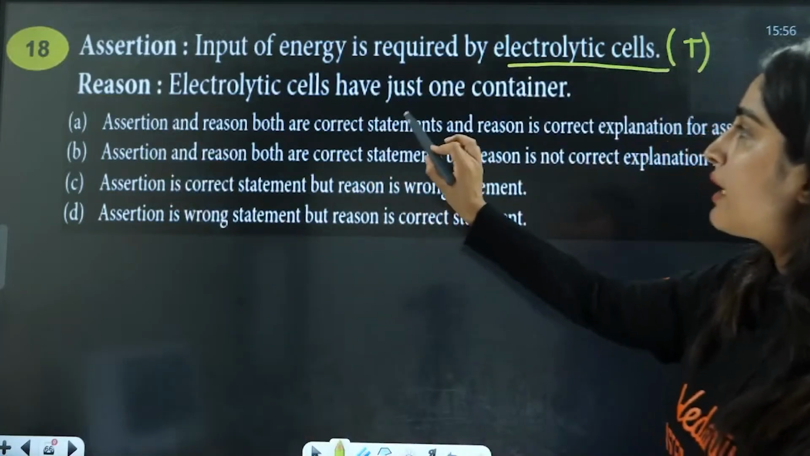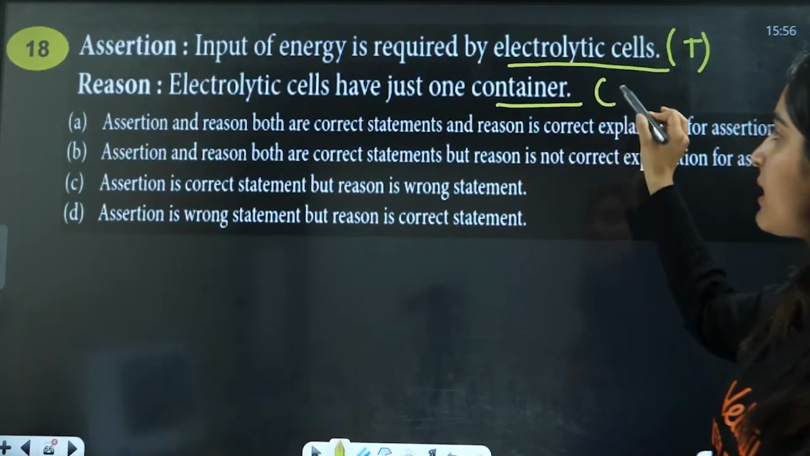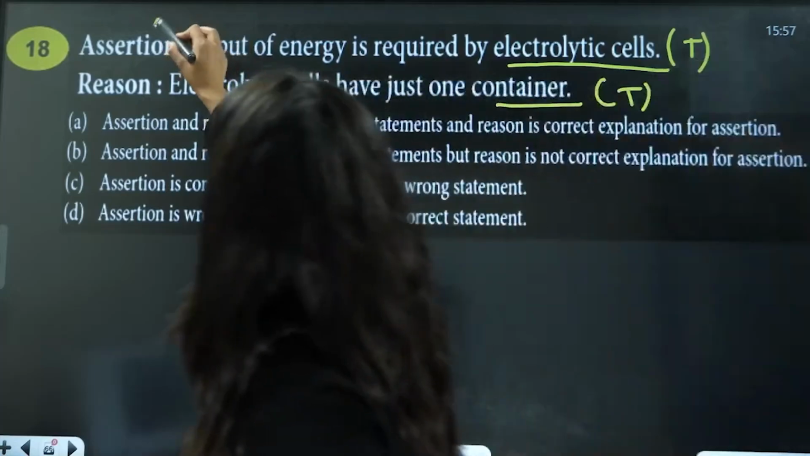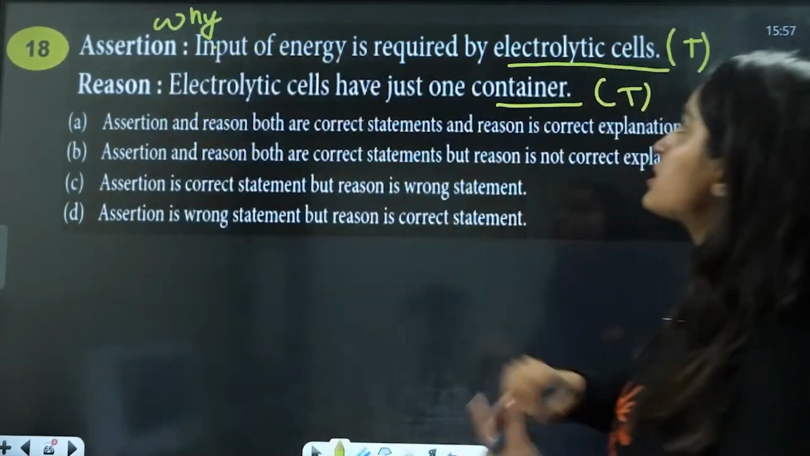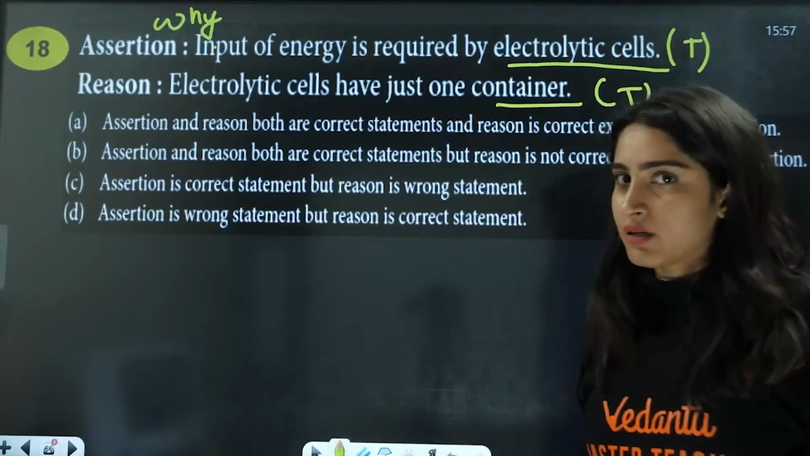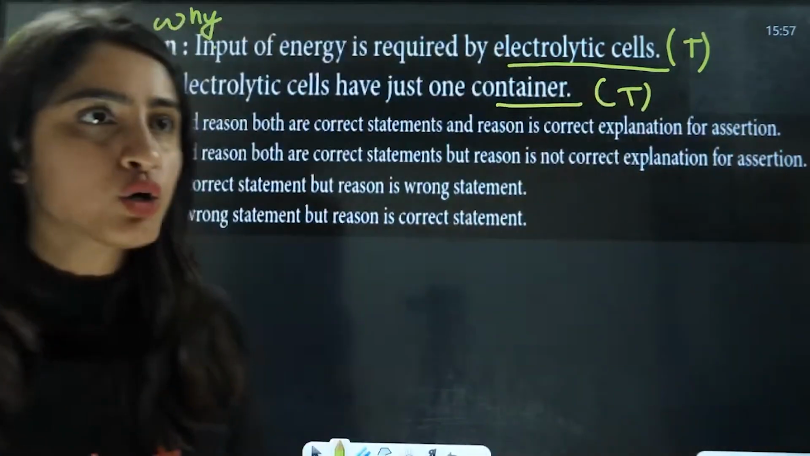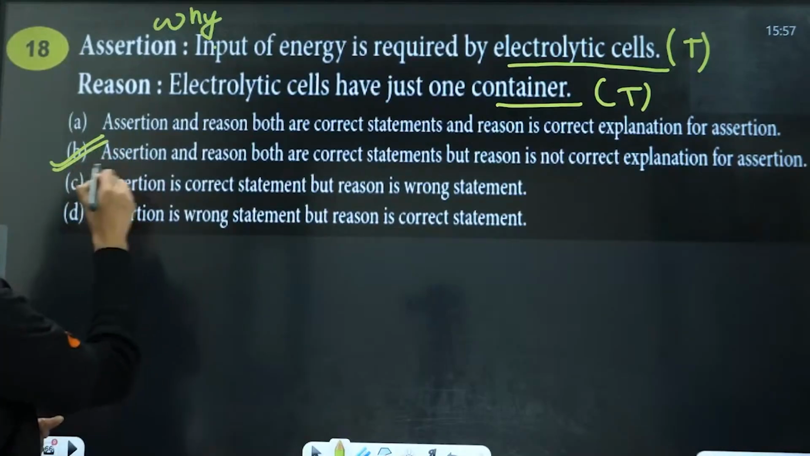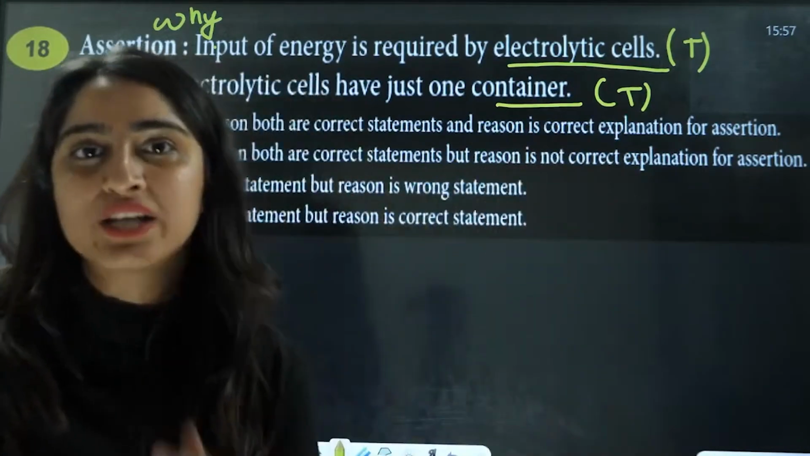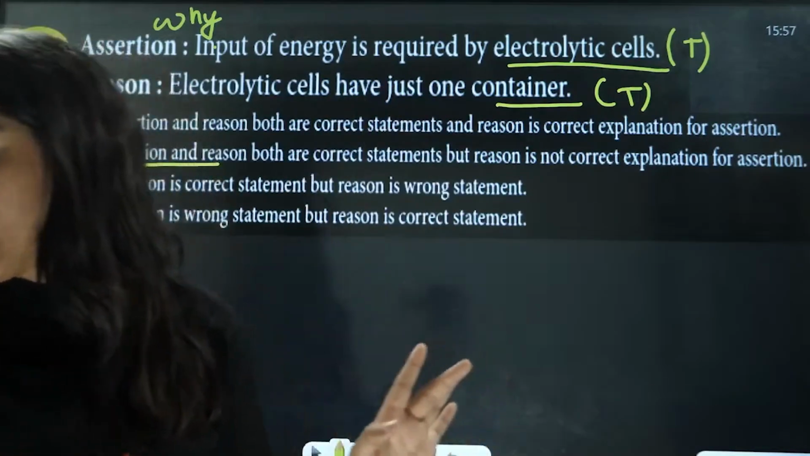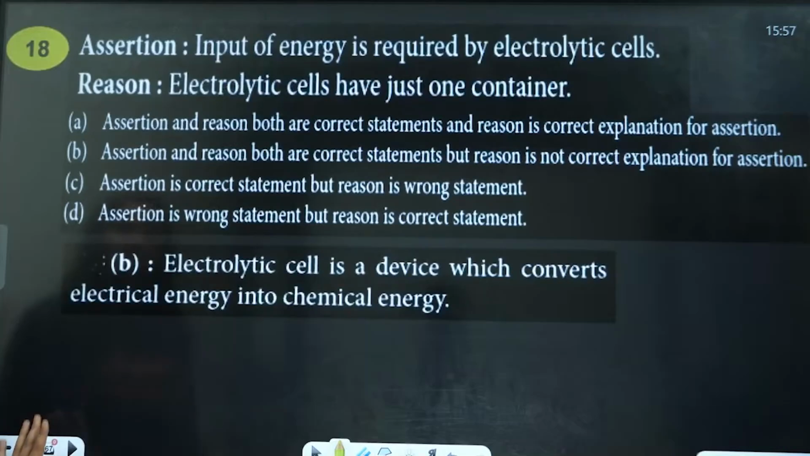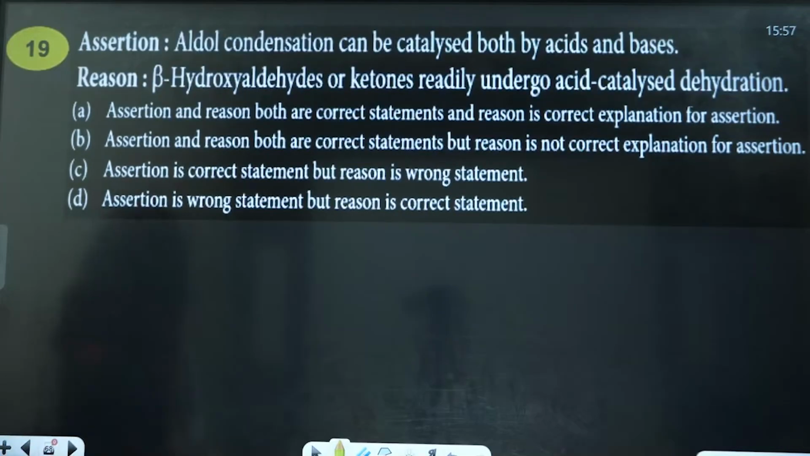The reason here is: an electrolytic cell has just one container. That is also true. But if you ask why input of energy is required by an electrolytic cell, because it has just one container, no, that is not true. This is not the correct reason. So assertion and reason both are true, but the reason is not the correct explanation for the assertion. Next question, everyone.